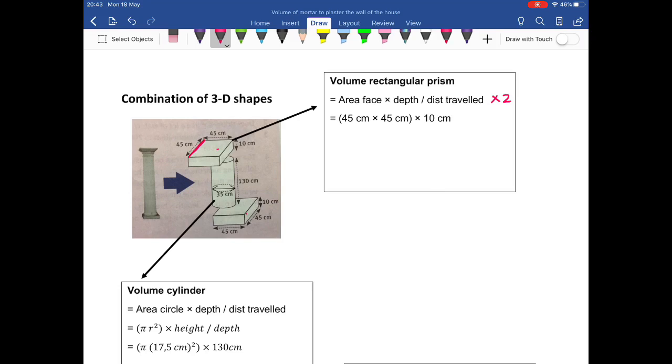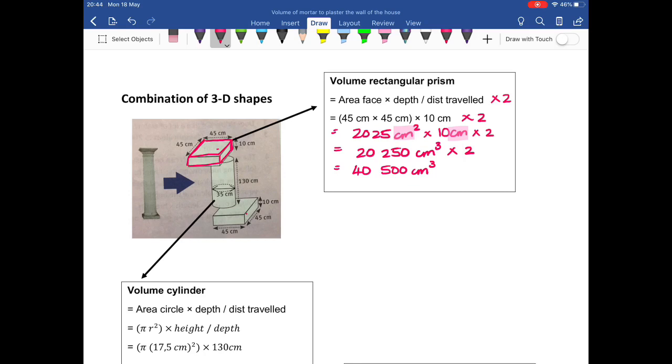The area of the face is 45 centimeters by 45 centimeters. So the area of this will be, if I multiply 45 by 45, I will get 2,025 centimeters squared. I'm going to multiply that by the depth or the distance traveled to get the volume, 10 centimeters. It's important that you check your units are the same, which they are, and this would equal 20,250 centimeters cubed. It is 3-dimensional, and therefore we have centimeters cubed. But remember, I have 2 of these rectangular prisms. So if I multiply that by 2, I'm going to get 40,500 centimeters cubed. That is for the 2 rectangular prisms that make up the top and the bottom.